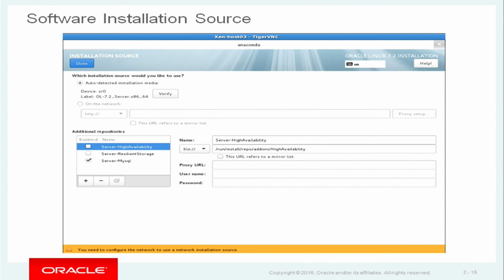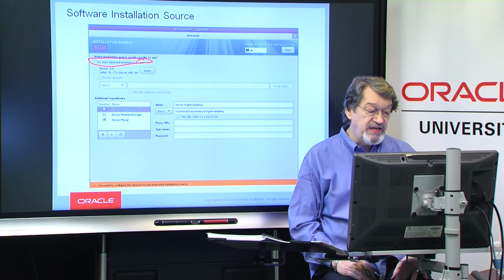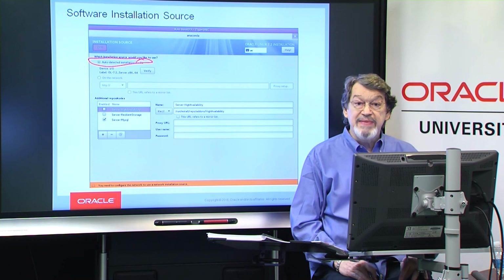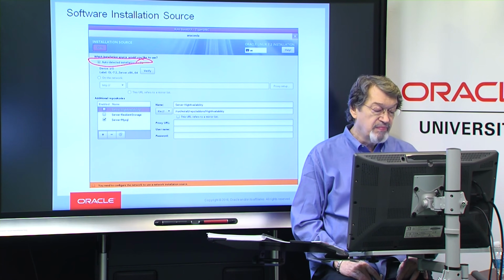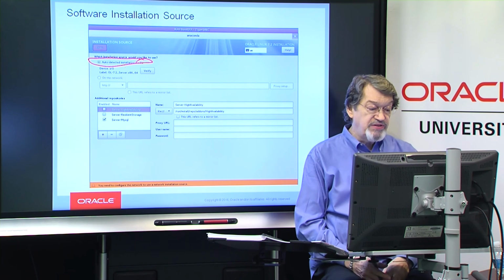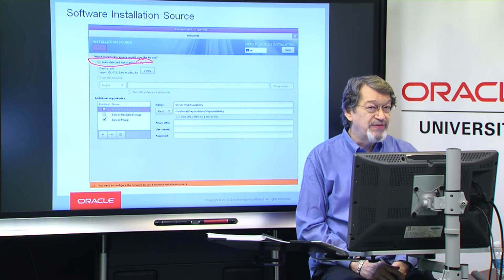The next screen that comes up is the software installation source. And you'll notice that up here, we have auto-detected installation. /dev/sr0 is the default location for mounting an ISO. All right. Now, once again, you can see from the screen that the ISO here is 7.2. You're going to want to use 7.3.